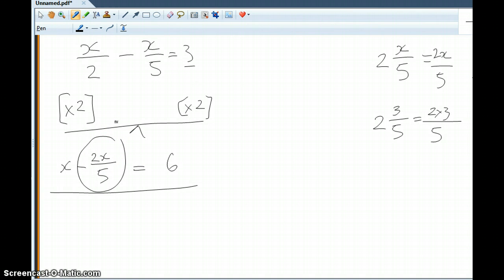To get rid of a fraction, you multiply by what? The denominator. Okay, so I'm going to multiply everything in the fraction by 5. Multiply both sides by 5. If I do the same thing to both sides, everyone's happy. The x has to be multiplied by 5, this term has to be multiplied by 5, and 6 has to be multiplied by 5.